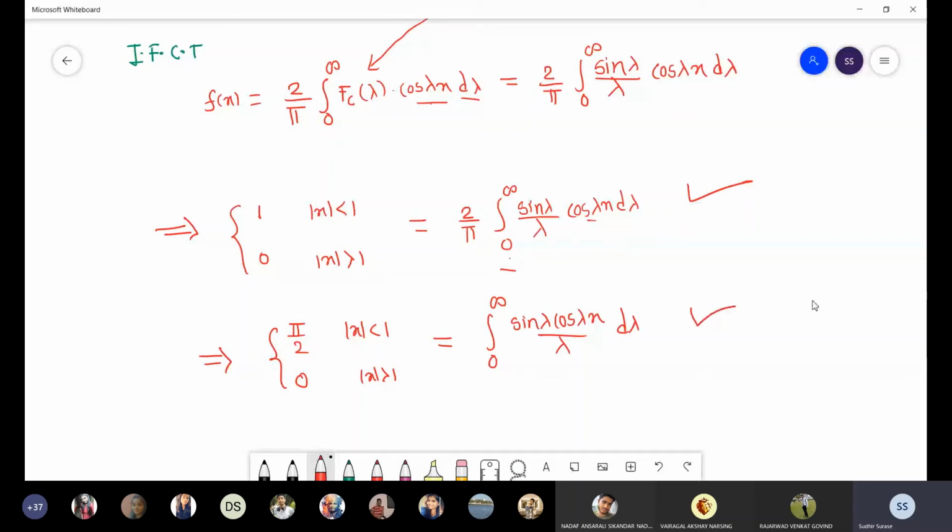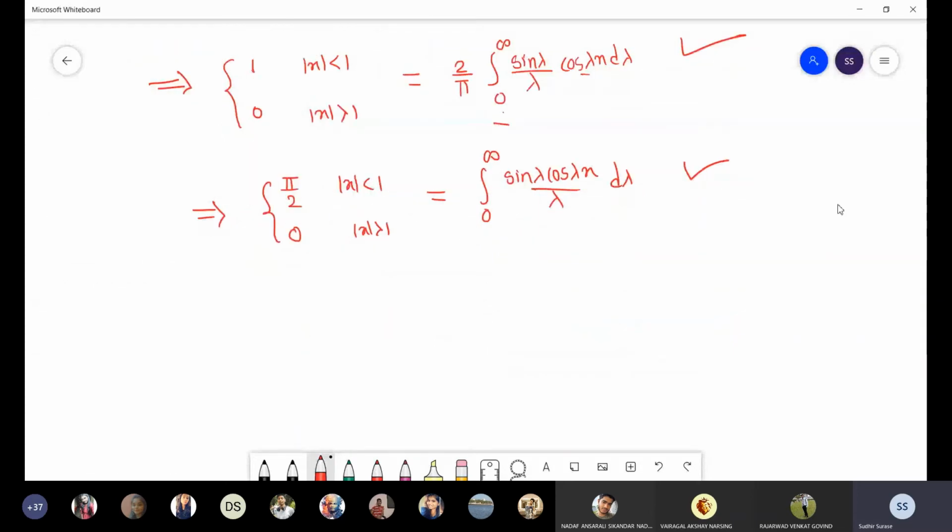Now the second question is, we want to find the integral value of this sine lambda divided by lambda d lambda. Okay, now you tell me what value of x in the last expression I have to choose so that this will give me the integral 0 to infinity sine lambda divided by lambda d lambda. Yes, 0. Of course it is 0, because cos 0 then becomes 1. Let me call this equation number 2.